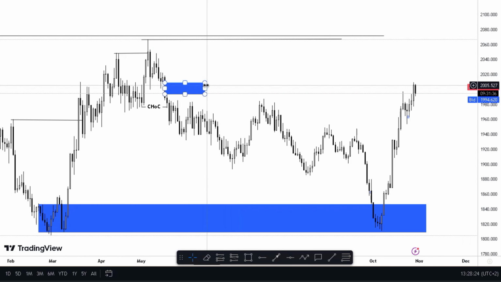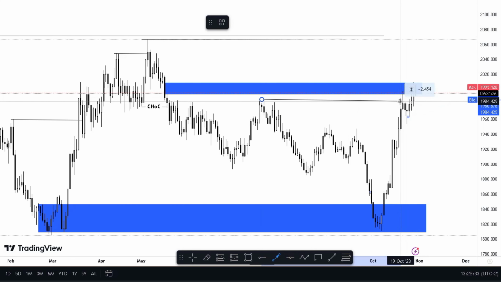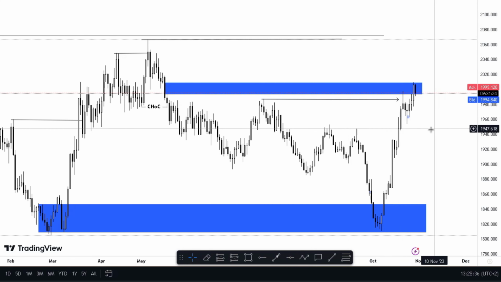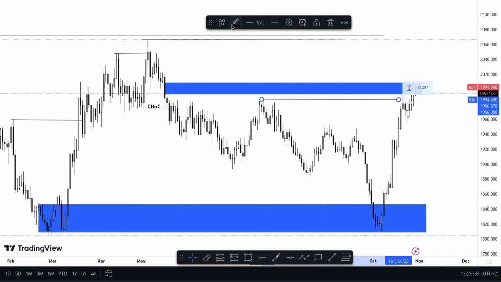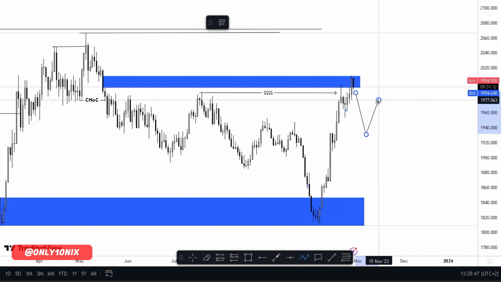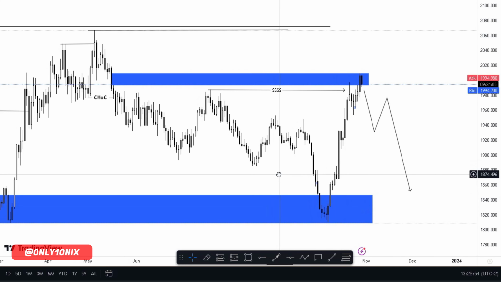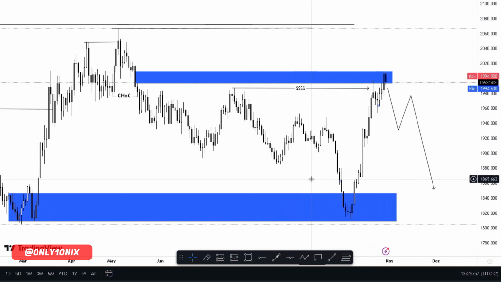We have fair value that seeks to be mitigated, okay? We have fair value that seeks to be mitigated. We have internal liquidity present. And from this standpoint, it's only fair. This makes my anticipation for the coming weeks very, very probable, right? This makes it a very high probability setup, especially on the daily chart where we're looking at long-term positions.